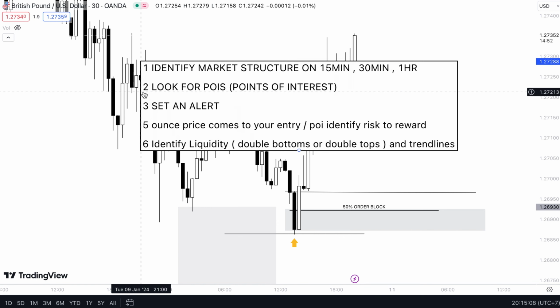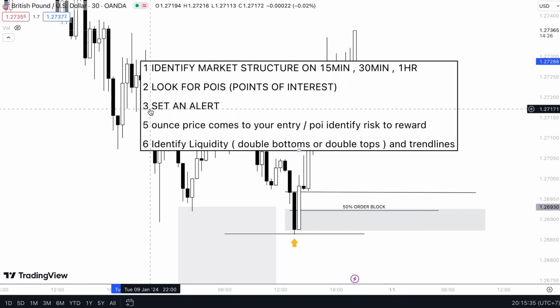Step number 2, look for your POIs, your points of interest that you're interested in trading in. Those areas can be order blocks, fair value gaps, supply and demand zones, or however you choose in your strategy. For the way I trade, it's order blocks, fair value gaps and balance, and Wyckoff schematics. But that's too complicated for a video like this, so we're going to focus on order blocks and fair value gaps.